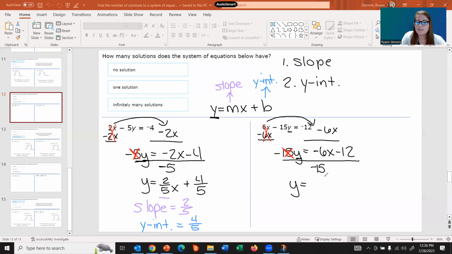And then we'd have negative 6 over negative 15. We can reduce that. Remember, we want to reduce our fractions the best that we can. So we could say divide both by 3, and it is going to change to a positive because we have a negative and a negative. So it's going to be 2/5 x. And then we would do the same with negative 12 over 15. We can divide both by 3, and we would get a positive 4/5.